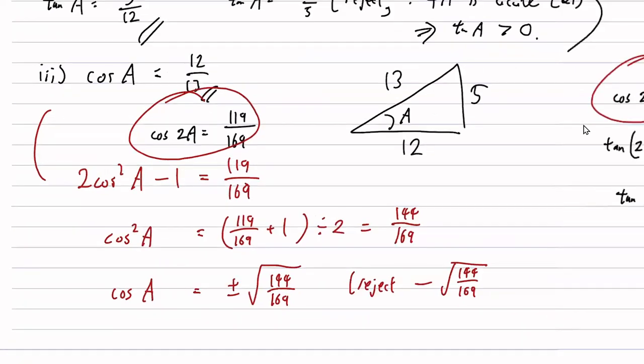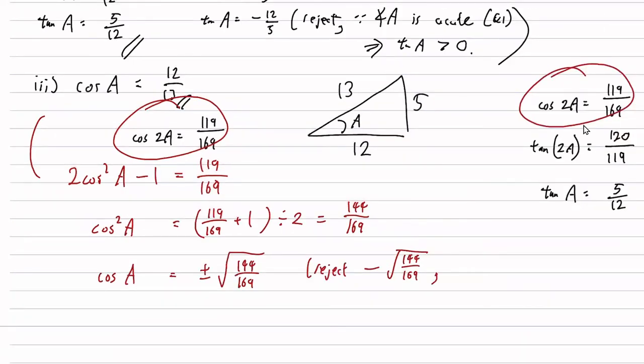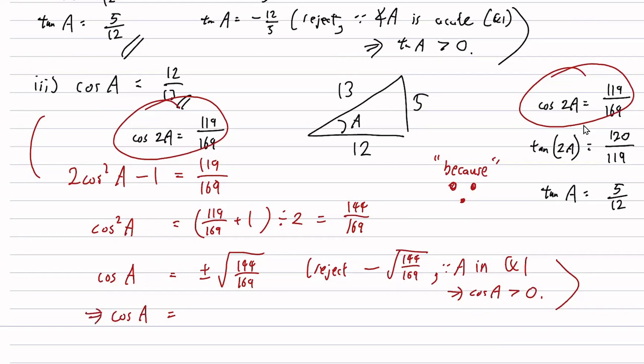Mic test, I can't hear you. Can you hear me? Quadrant 1. A in Q1, cosine A should be more than 0. Okay? Because this two dots at the top and then a dot at the bottom means because. It's a lazy notation. So therefore cosine A can only be the positive square root of 144 over 169, which happens to be also 12 over 13. This method will also work using algebra. Clear? Okay. Very good. So all the identities are consistent.